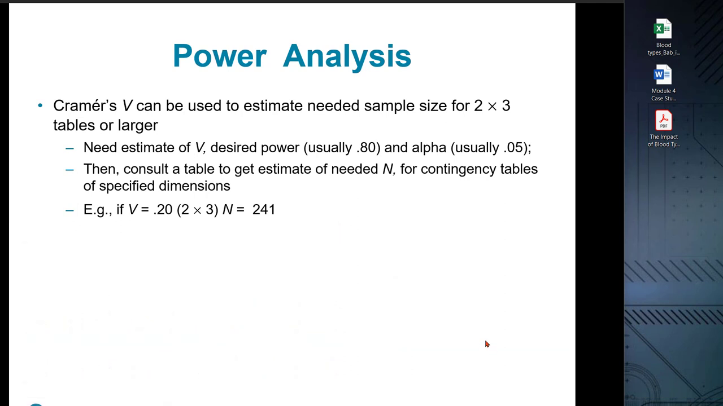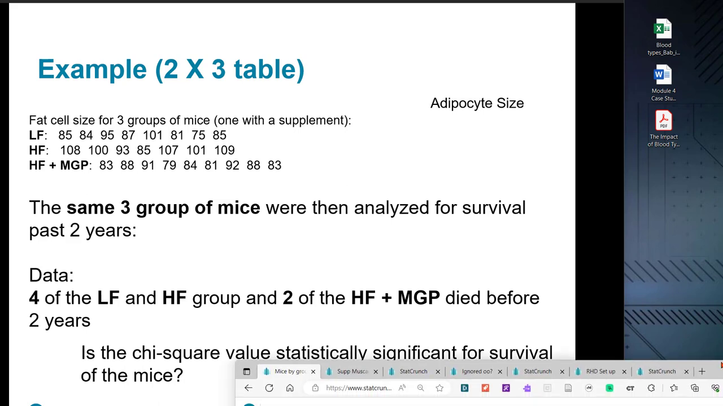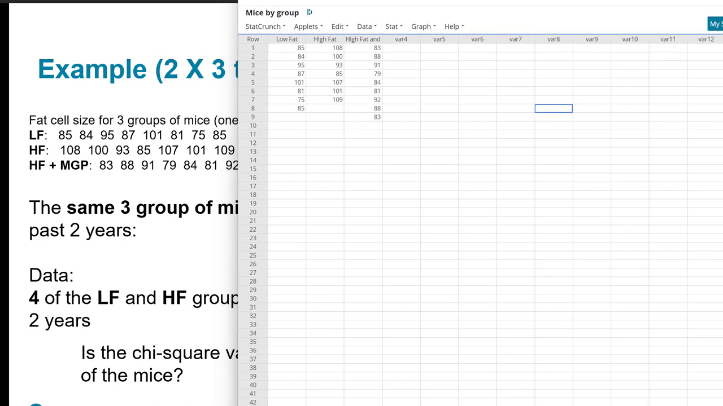Let's do some examples of chi-square. We can go back to our ANOVA example where we had the groups of mice and MGP supplements. Now the groups were analyzed for 2 years of survival. This is a category, right? The mice either survived or they did not, yes or no here. And we have the group they were in, so can we create a table for this one? We have all the data, so we can create data for each subject.